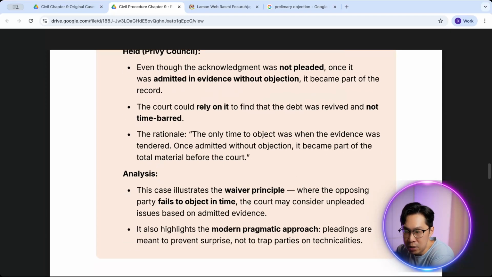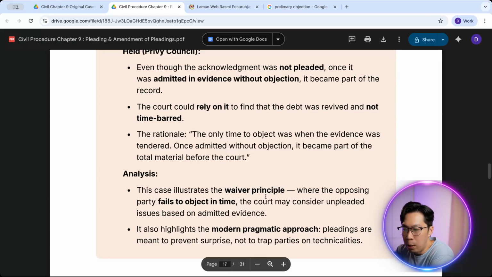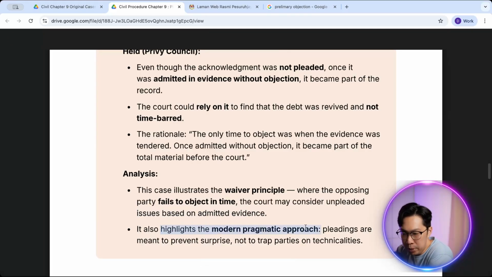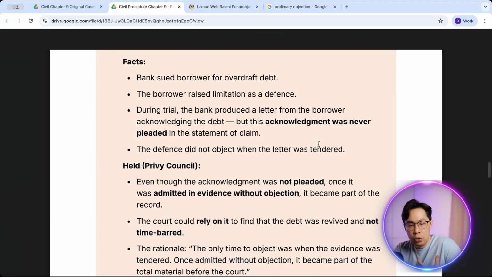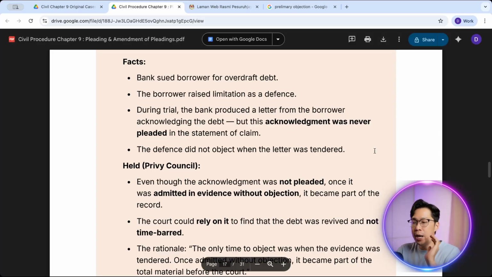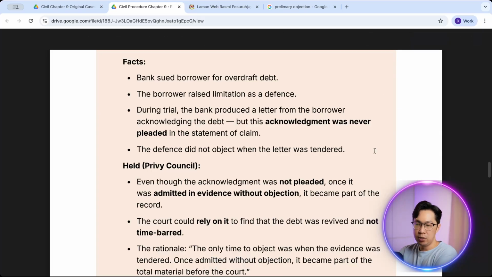So I put in some analysis here. Waiver principle: opposing party fails to object, the court may consider the issue. It also highlights the modern pragmatic approach: pleadings are meant to prevent surprise. So it didn't take you by surprise because you argued whatever. You cannot later on say, oh, sorry, I didn't know. You should have objected at the time. You didn't object. You let it be raised. Okay?